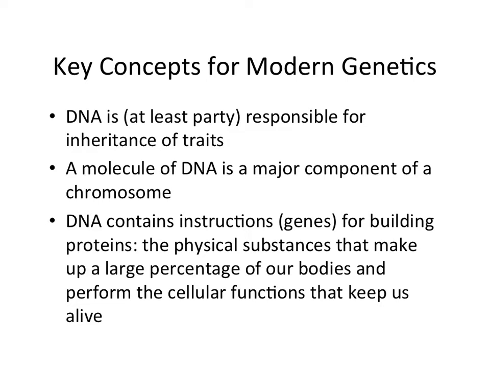Decades of experiments that built on each other eventually demonstrated a number of points central to modern genetics. First, that DNA is at least partly responsible for the inheritance of traits. Second, that a molecule of DNA is a major component of what we see under the microscope as a chromosome. And third, that DNA encodes instructions, or genes, for building proteins, the physical substances that both make our bodies and perform the cellular functions that keep us alive.